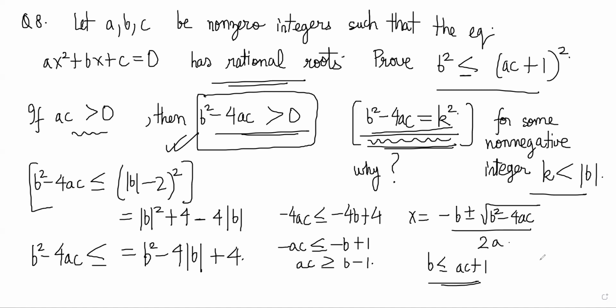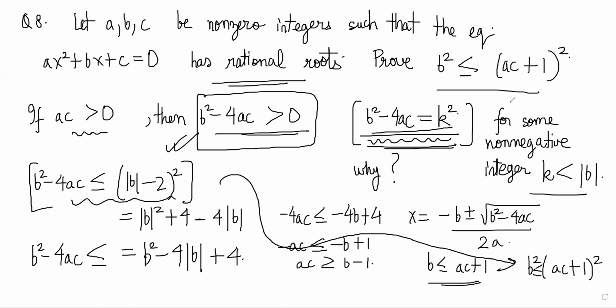Okay, so from here, it definitely follows that B is less than equal to AC plus 1. So we'll immediately be able to prove that B square is less than equal to AC plus 1 whole square. If we can show this, then it immediately comes from here that B square is less than equal to this, right? So we have to think about why B square minus 4AC is less than equal to mod B minus 2 whole square.